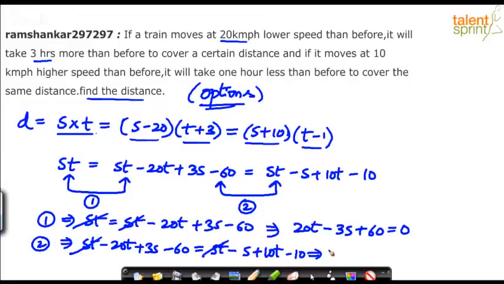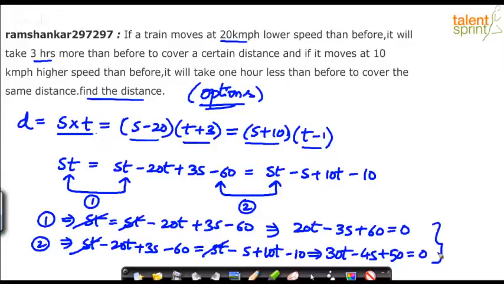20t plus 10t, 30t, then minus s plus 3s. You getting it? Or minus s minus 3s. I'm taking variables from the left hand side to the right hand side. So minus 20 becomes plus 20. So 10t plus 20t, 30t. Minus 3s minus s, minus 4s. And minus 10 plus 60 is plus 50 equals 0.